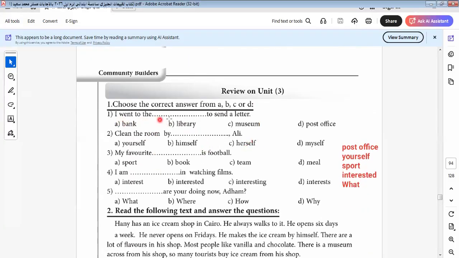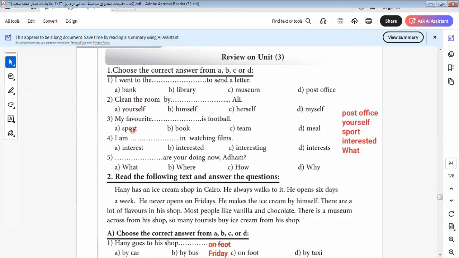Here we say, I go to the post office to send a letter. To send a letter, I go to what? I go to the post office. Clean the room by what? By myself. Clean the room by yourself. Next one. My favorite sport is what? Sport. So football is a sport.